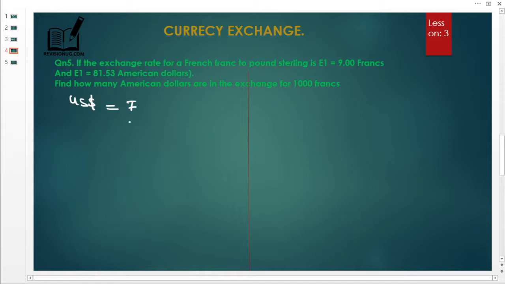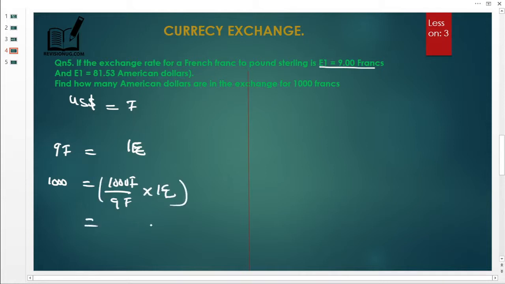We start with the pounds. The leading statement says 9 francs give us 1 pound. Then how about 1,000 francs? So 1,000 francs over 9 times 1 pound. So we are having 1,000 divided by 9, which gives us 111.11, recurring. These are the pounds we have obtained.